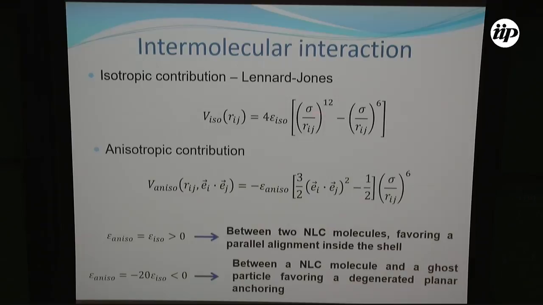Okay, this is the potential that we use, with Lennard-Jones to account for the isotropic contribution, and the modified version of the Maier-Saupe model to account for the anisotropic configuration. You have this parameter here. For the interaction between molecules inside the nematic shell, it's the parameter epsilon iso. It's positive if you are looking at two particles interacting inside the nematic shell, but it's negative if you have a particle interacting with ghost shells. So this contribution here gives rise to a planar degenerate configuration in the shell.